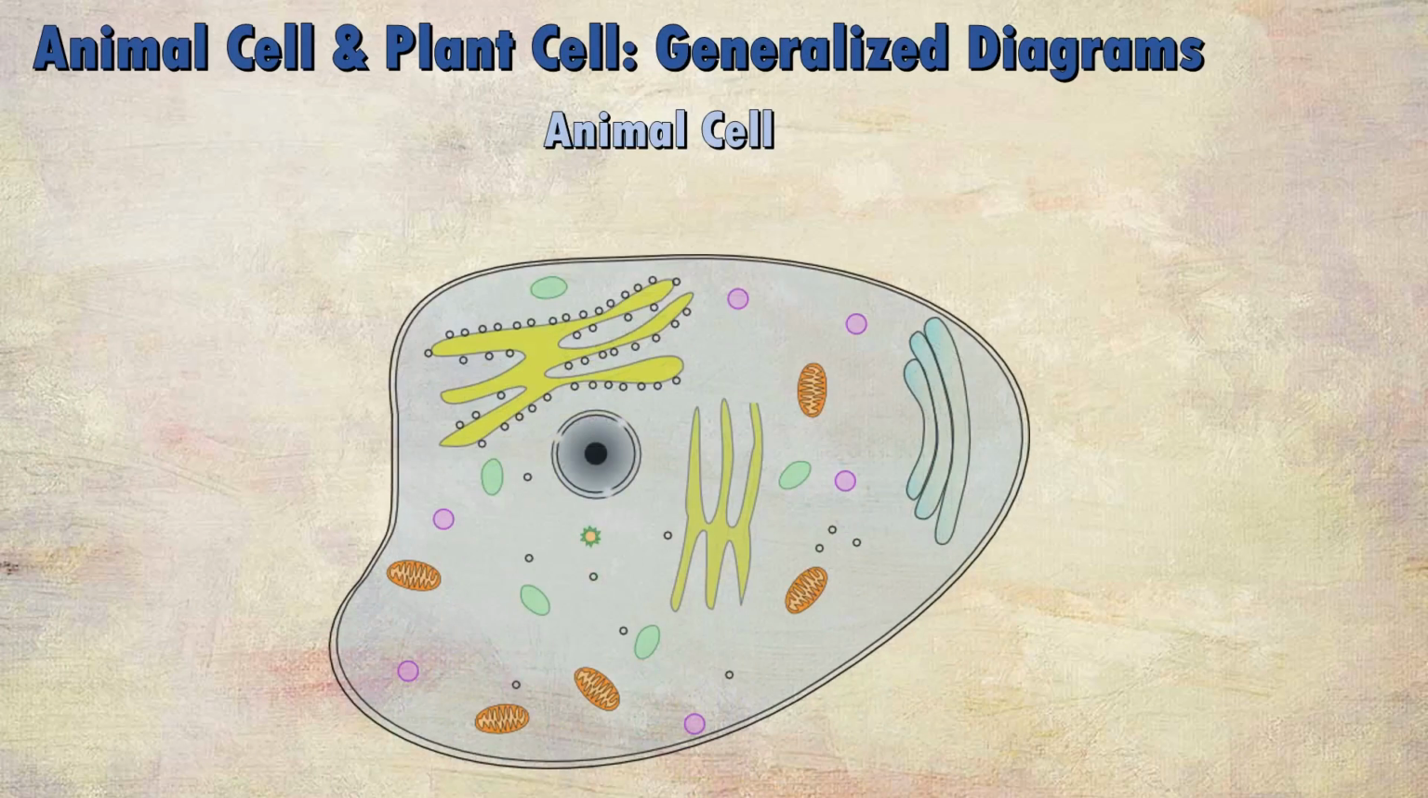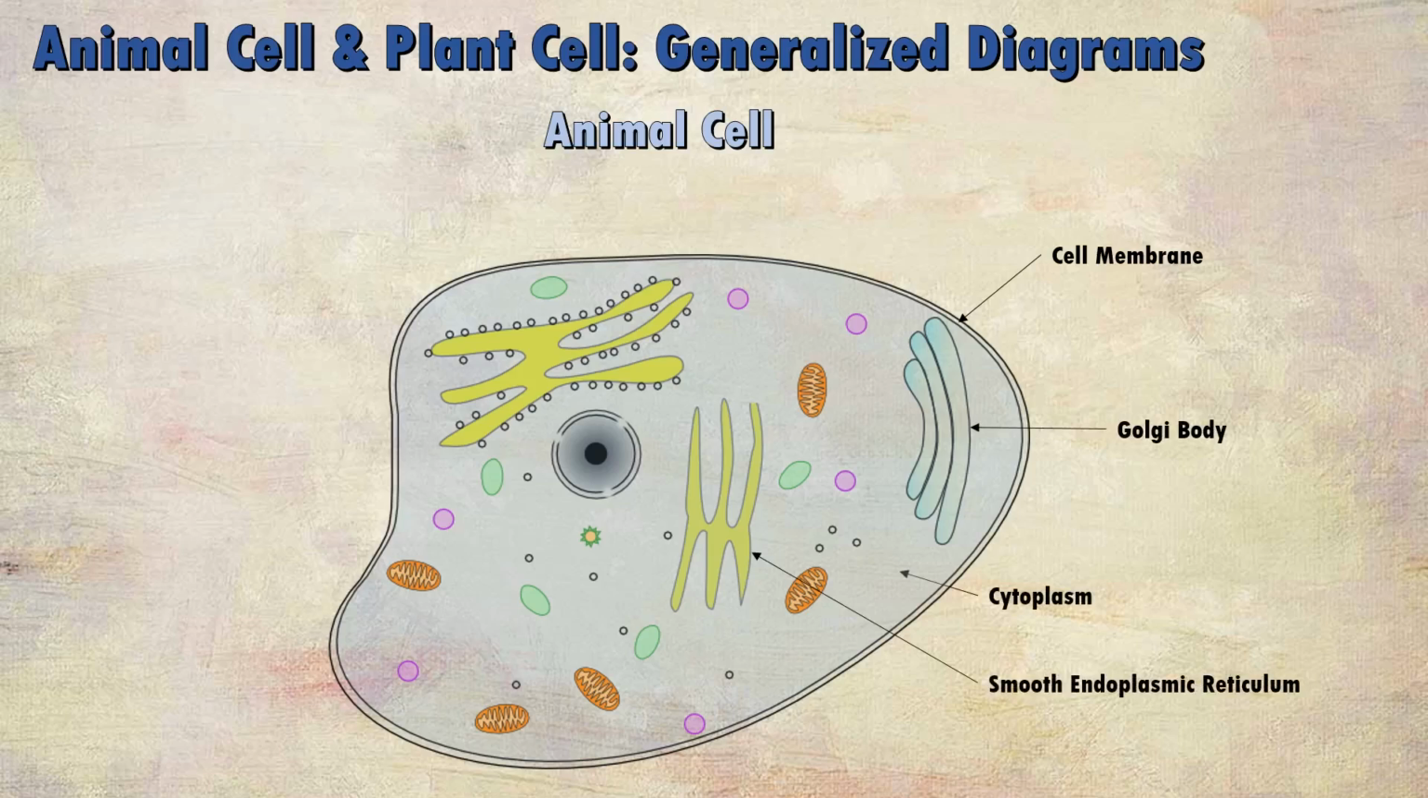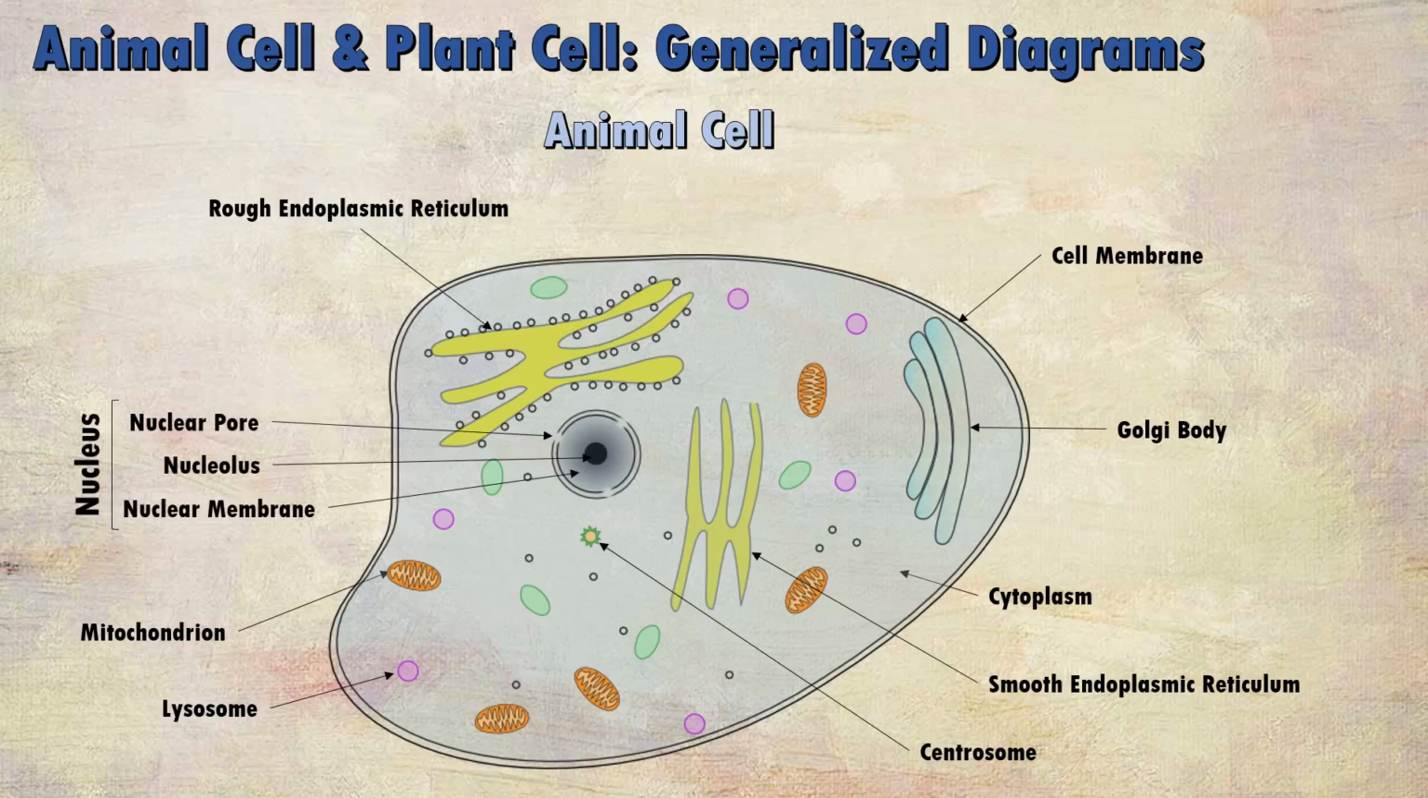We'll now see the general diagrams of animal and plant cells. Let's begin with the animal cell. Here's the diagram. Nuke, could you be so kind and label the parts for us? I know you know them all. Sure, Saito. Here is the cell membrane. This is the Golgi body. Here is the cytoplasm. Then we have the smooth endoplasmic reticulum with the rough endoplasmic reticulum. Here are the centrosomes. This is the lysosome. Here is the mitochondrion. And this, in the center, is the nucleus, which in turn is made up of the nucleolus, the nuclear membrane, and also contains the nuclear pores.